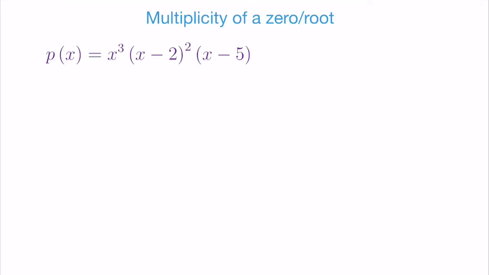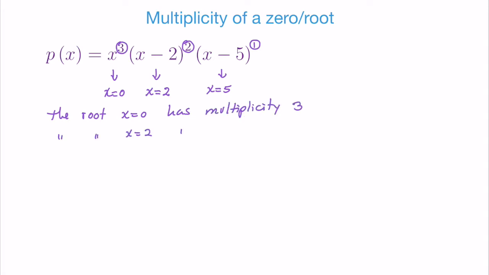The multiplicity of a zero or root of a polynomial is the number of times the corresponding factor appears in the polynomial. For example, for x equals 0, which corresponds to the factor x cubed, the multiplicity of 0 is 3. And the second factor, for x equals 2, the multiplicity is 2. And the last factor, for x equals 5, the multiplicity is 1, only the 1 is not written there. And we write: the root x equals 0 has multiplicity 3, the root x equals 2 has multiplicity 2, and the root x equals 5 has multiplicity 1.